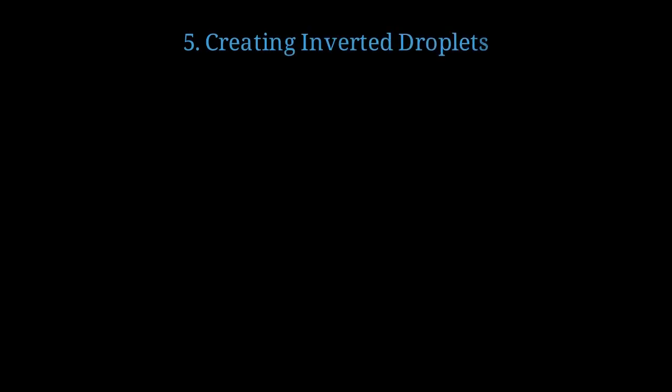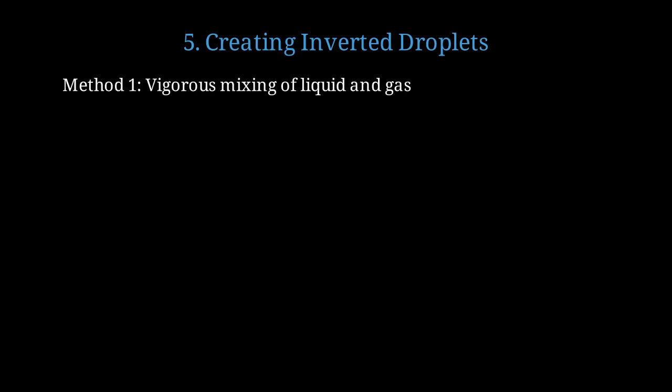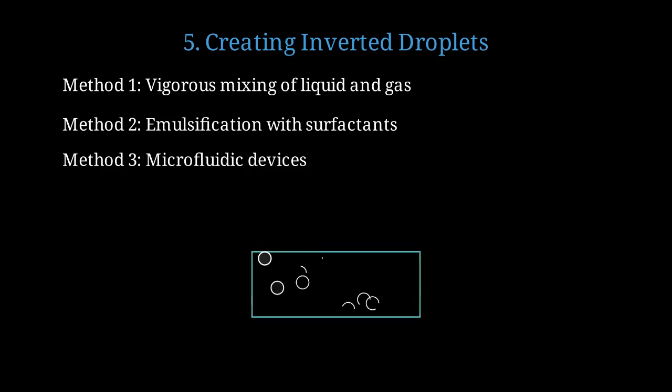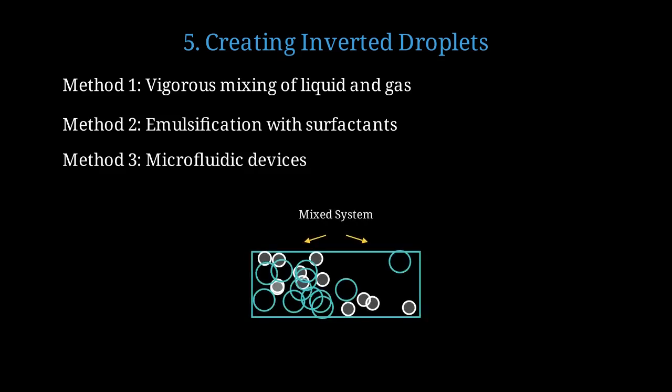Now let's explore how inverted droplets actually form in nature and in the lab. One method is vigorous mixing or shaking of liquid and gas together, trapping air pockets. Another method uses surfactants during emulsification to stabilize the gas core inside liquid shells. Modern microfluidic devices can precisely create inverted droplets by controlling flow rates. In a vigorously mixed system, we get a complex mixture of inverted droplets of various sizes distributed throughout the liquid phase. A critical question is, how stable are these inverted droplets?